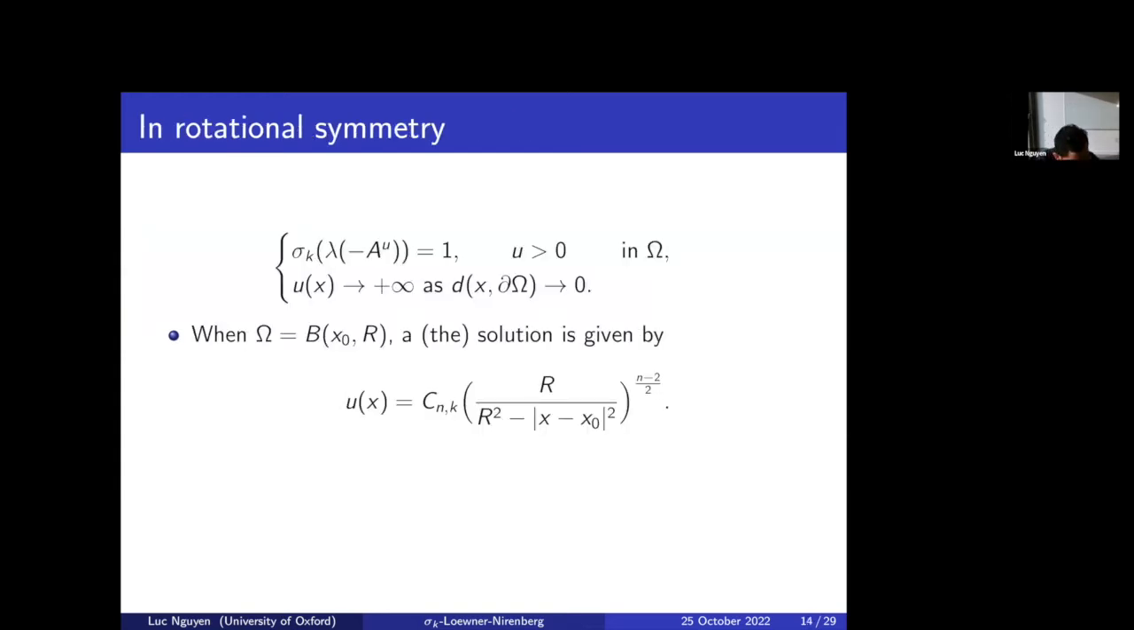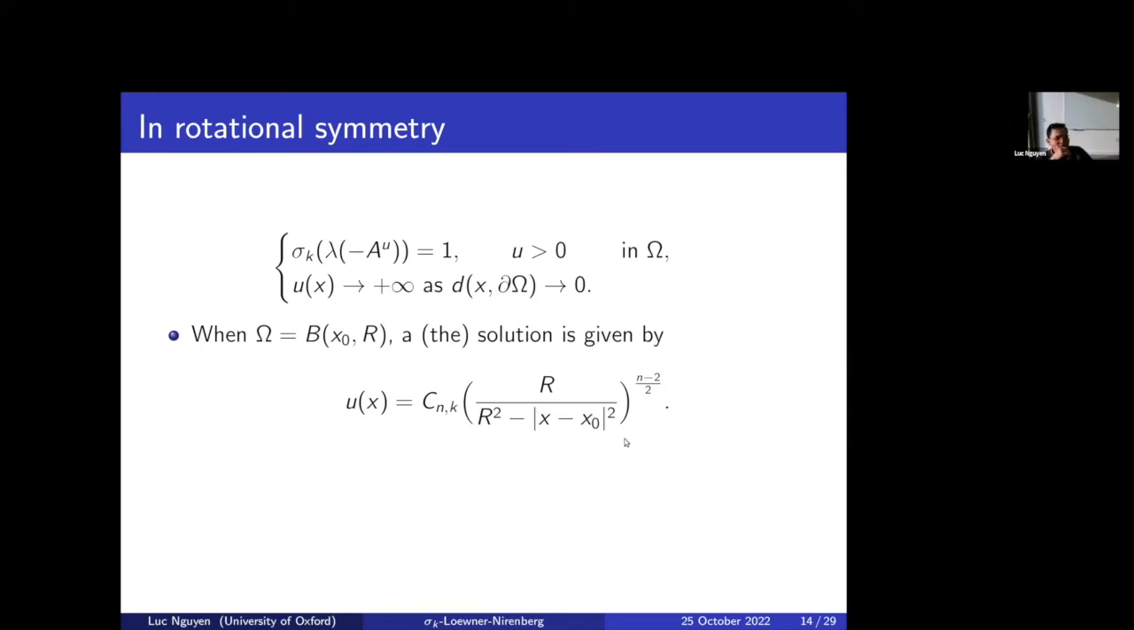Okay, so let's go back to our setting where we're discussing the Loewner-Nirenberg problem when the domain is in R^n. Here's a simple example. Suppose that Ω now is a ball in Euclidean space, and we look at the equation of solving σ_k of the eigenvalues of minus the conformal Hessian equal to 1. Then an explicit solution can be written down.